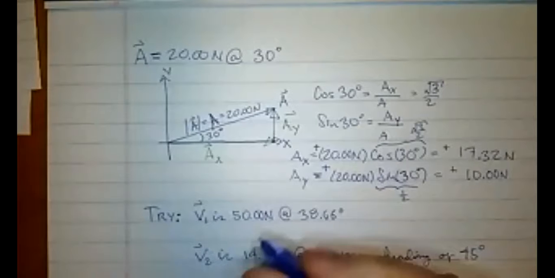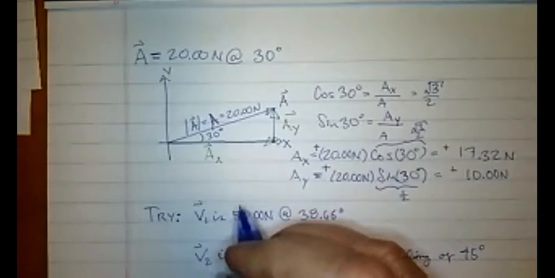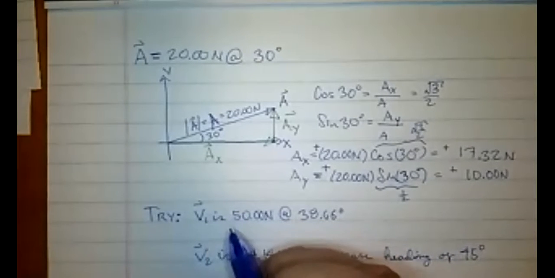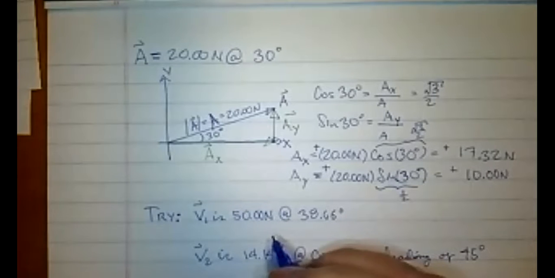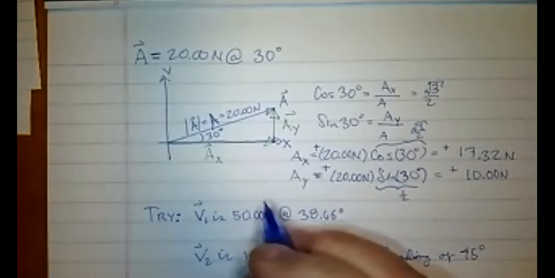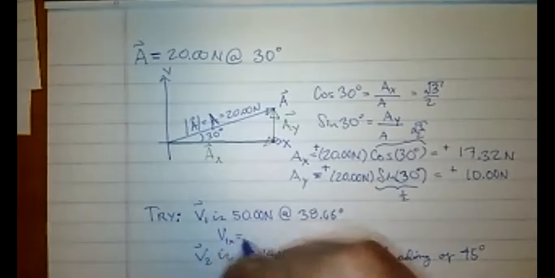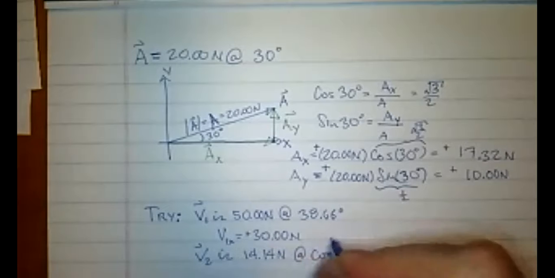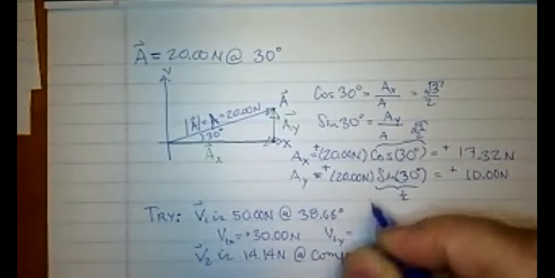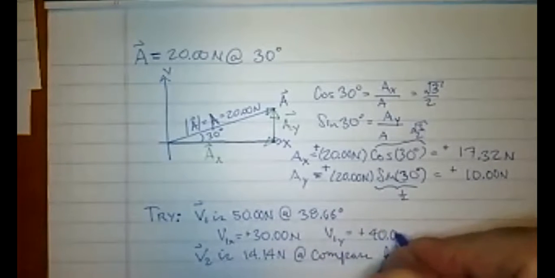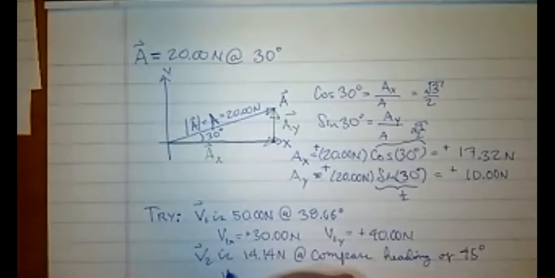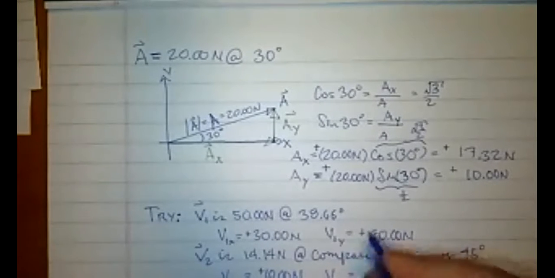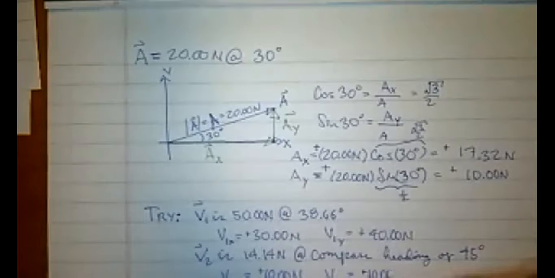I'm now going to write the answers that I've worked out. If you find I made an error on any of this, please send me an email at billy@physicssolutions.com. That's all one word. So V1X, what I got for that is a positive 30.00 newtons, and V1Y, what I got for that is a positive 40.00 newtons, and V2X, what I got for that was a positive 10.00 newtons, and V2Y, what I got for that was a positive 10.00 newtons.